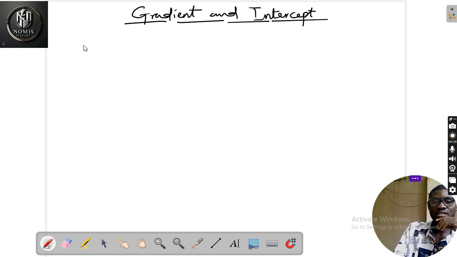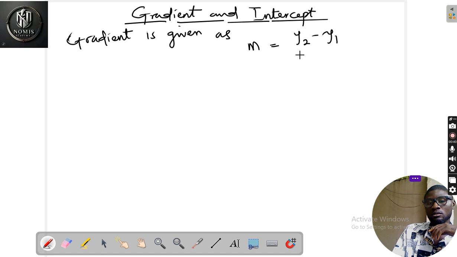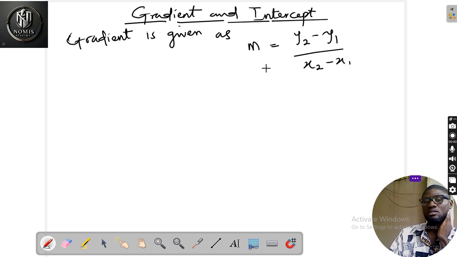So gradient is given as m, and m is equal to y2 minus y1 all over x2 minus x1. So this is gradient. So gradient is also known as slope.